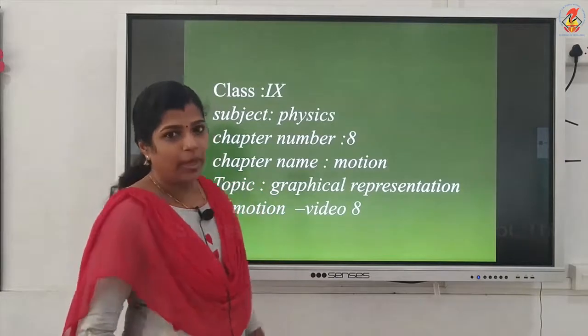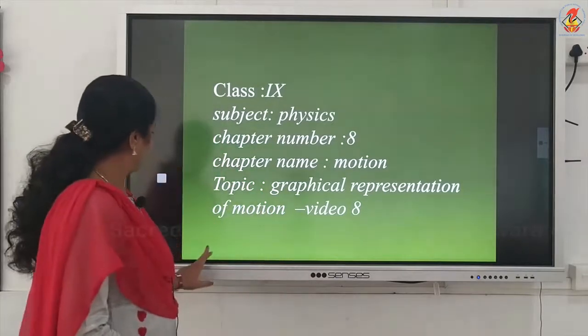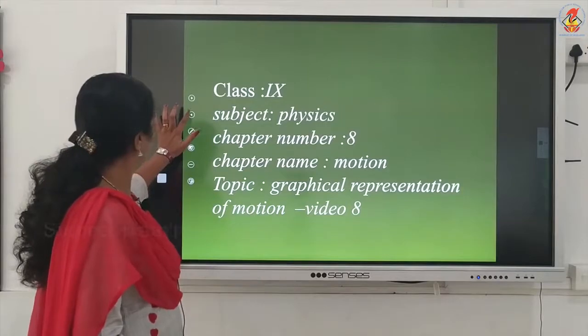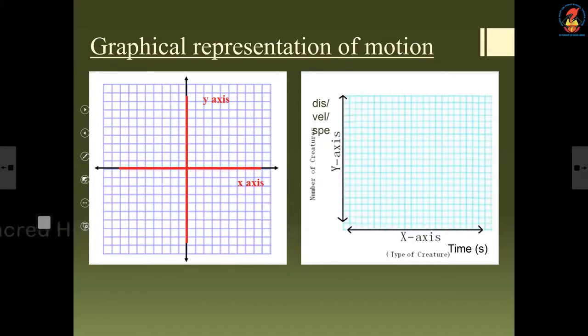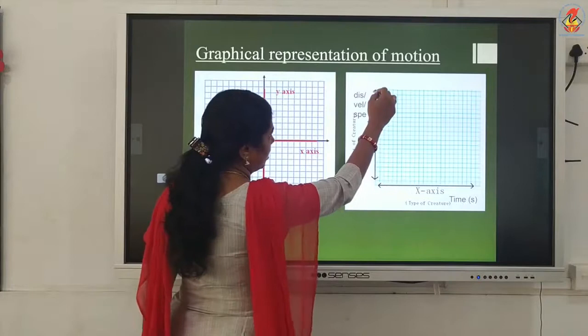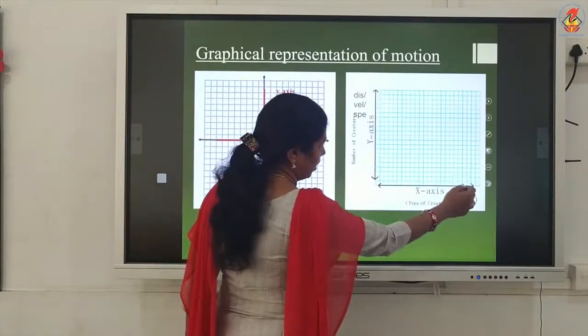I will just show a pattern of the graph. So this one is a graph. Here 4 quadrants are there. We will consider only this portion. So this one is a y axis and this one is a x axis.